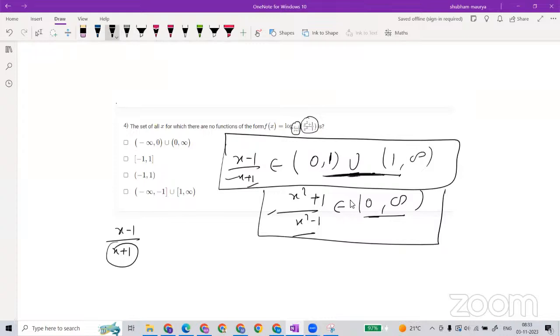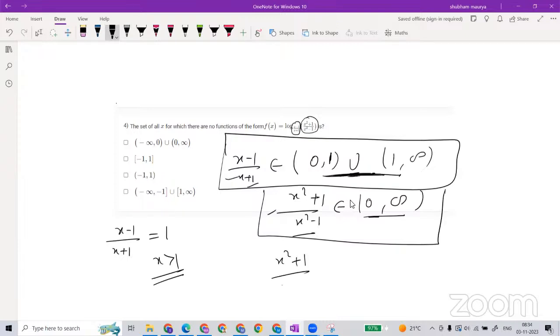And when will it be 1? Let's solve for 1. It will be x minus 1 equal to x plus 1. It can never be. It will never be 1. So that means here is one condition: x should be greater than 1. From here we got that.